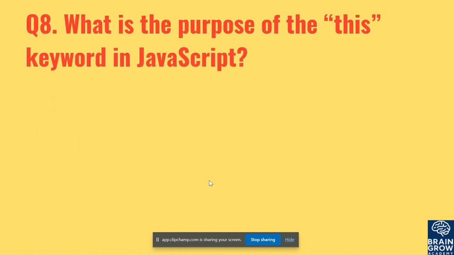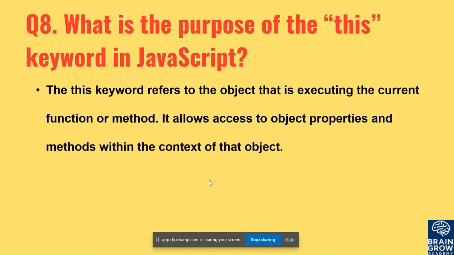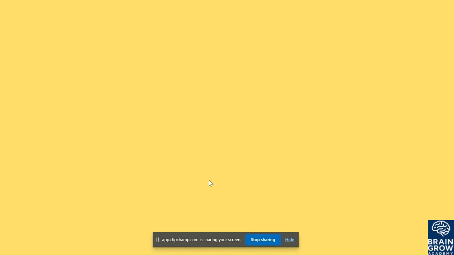After that, what is the purpose of the this keyword in JavaScript? The this keyword refers to the object that is executing the current function or method. It allows access to object properties and methods within the context of the object. In previous sections we covered classes in JavaScript, where we discussed the this keyword more.